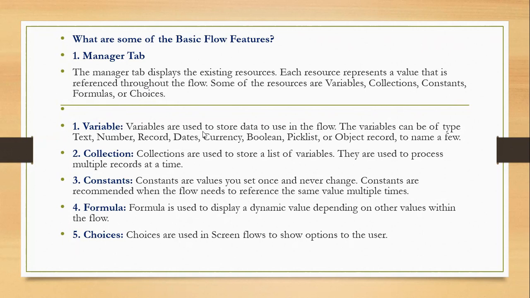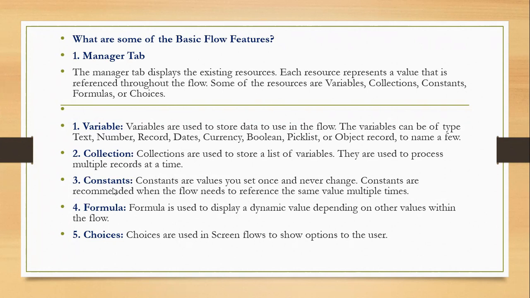Next, variables are used to store data used in the flow. The variable can be of type text, number, record, date, currency, boolean, picklist, or object record. Next, collections. Collections are used to store a list of variables. They are used to process multiple records at a time.